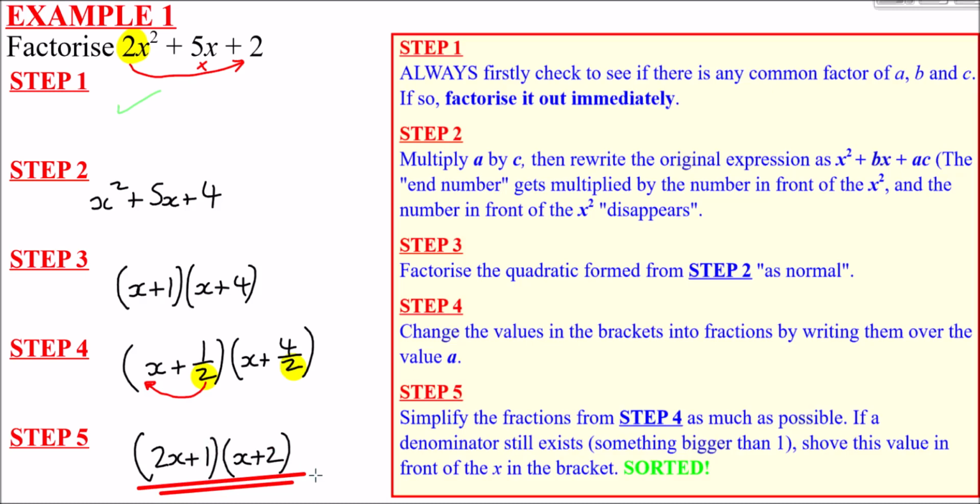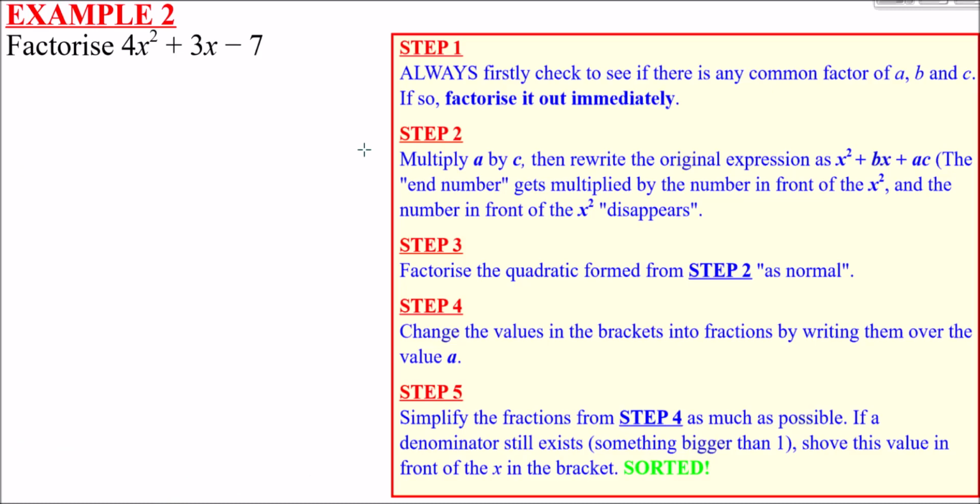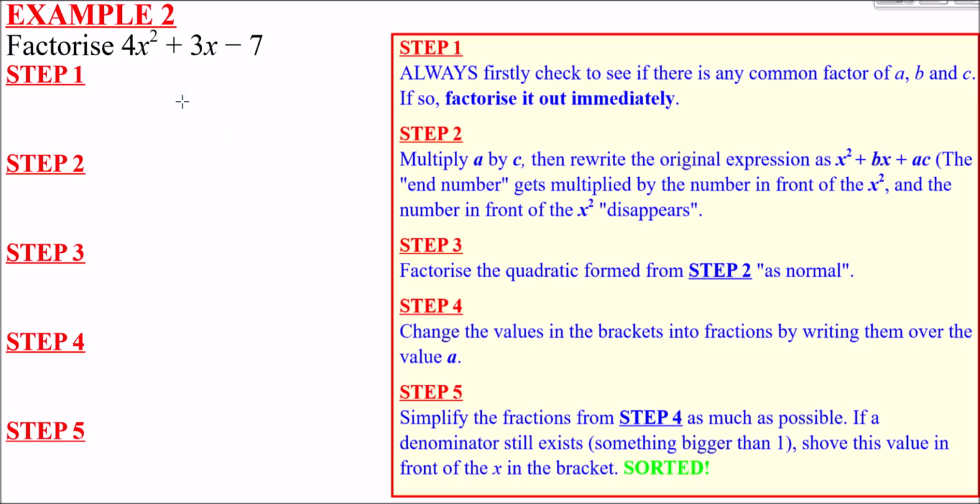Let's have a look at another one. Factorise 4x squared plus 3x minus 7. So step 1, is there any common factor between 4, 3 and 7? There's not, so I can just go straight on to the next step. So now I'm going to multiply a by c. So I do 4 multiplied by minus 7, which gives me minus 28. And then I just rewrite a single x squared plus 3x minus 28.